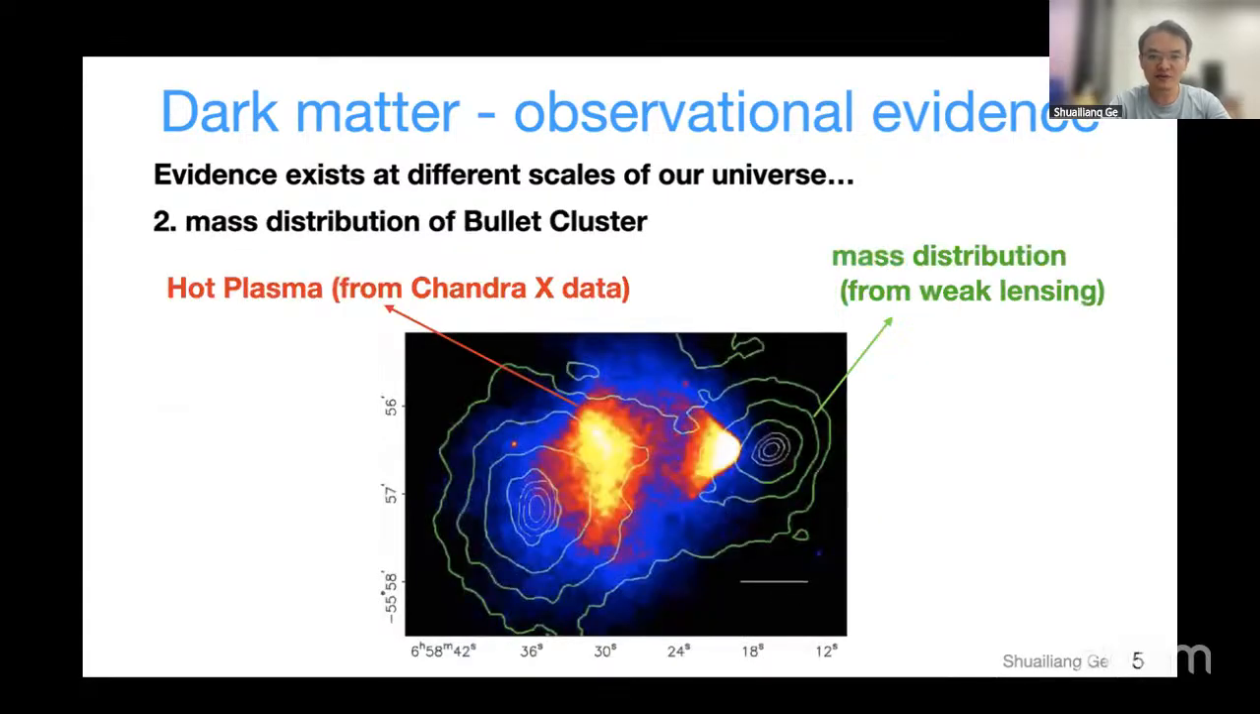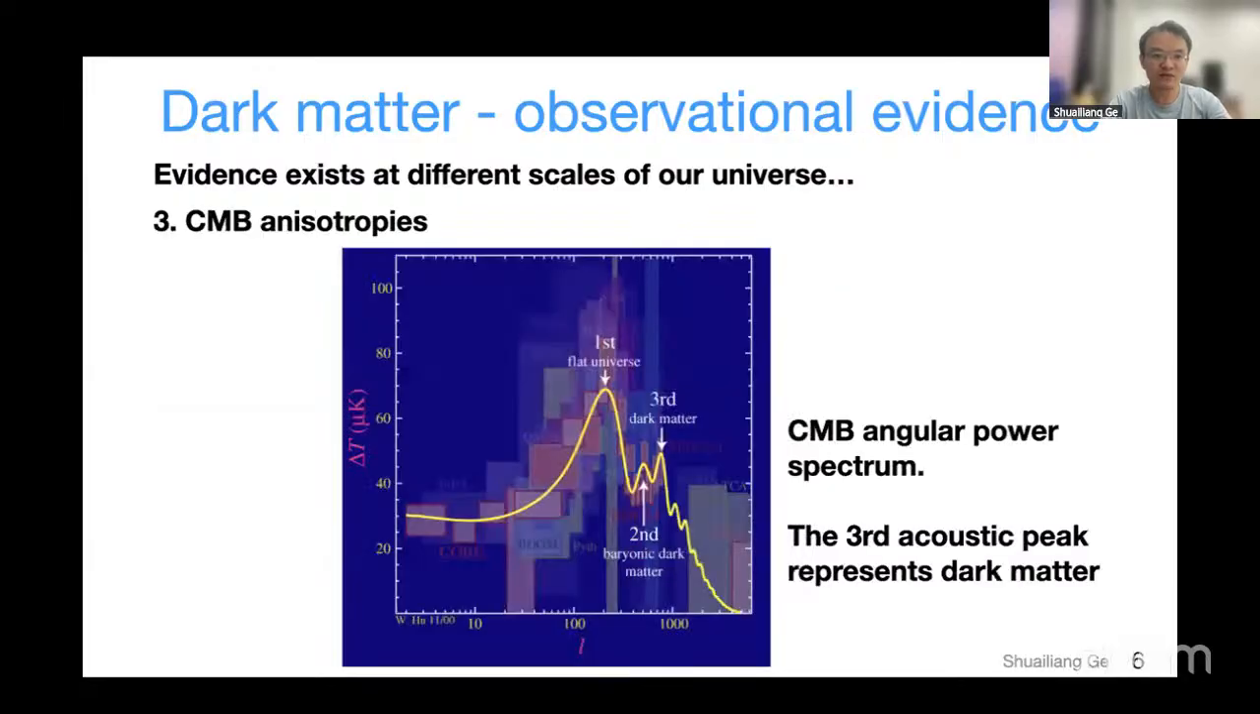Another example is from the collision of two galaxies. You can see that the distribution of the total mass doesn't match the distribution of the visible mass, so this also implies the existence of dark matter. Another piece of evidence for the existence of dark matter is from the CMB observations, and people can infer dark matter information from the CMB anisotropies.